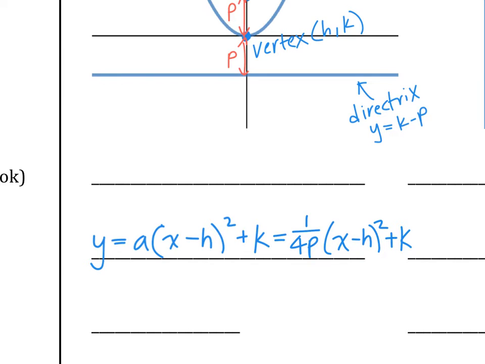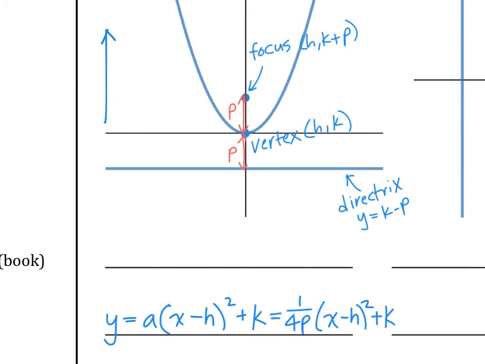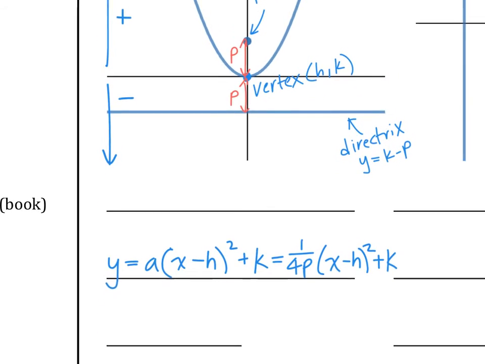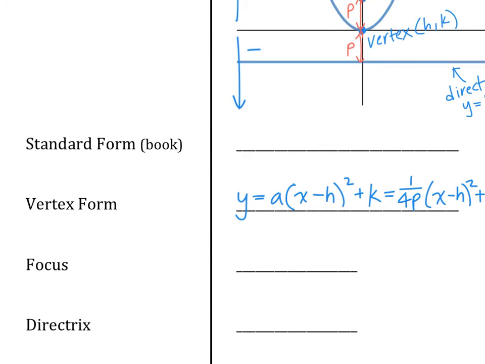One more thing. If the parabola points up, is A going to be positive or negative? Positive. Anything that points up means it's a positive leading coefficient. And if it points down, then what is that? Negative. Yes. All right, so now let's fill everything in. Focus, we know in this case, is H comma K plus P. And then directrix is Y equals K minus P.